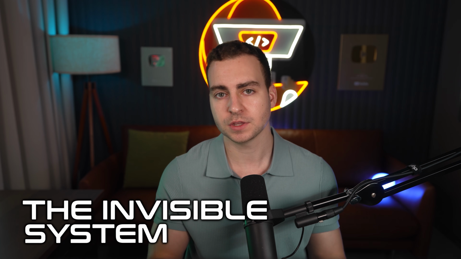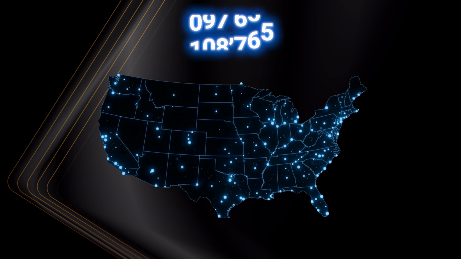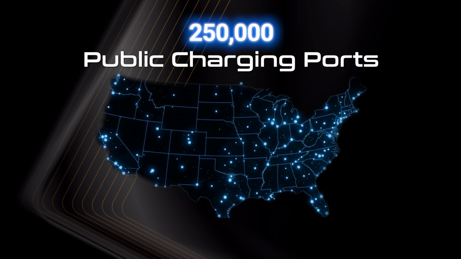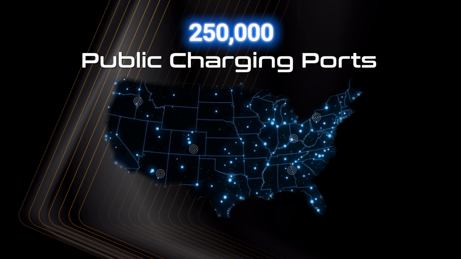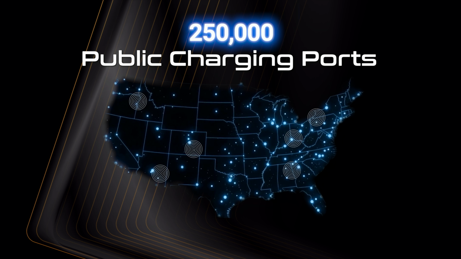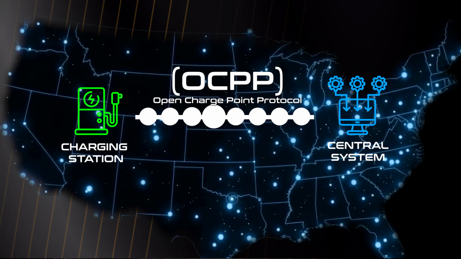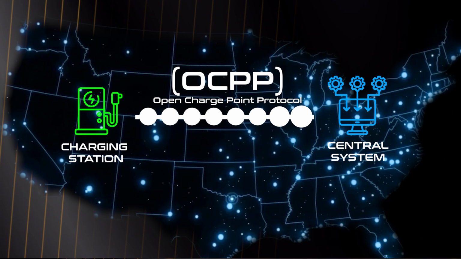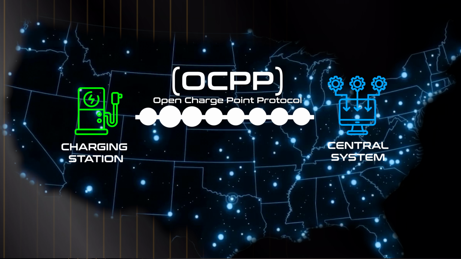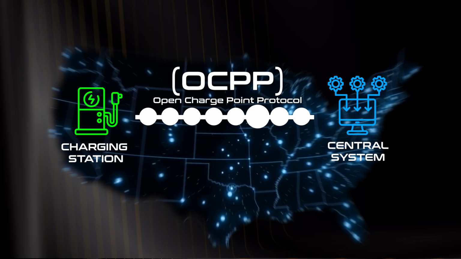Okay, so the US just crossed 250,000 public charging ports, and every single one of those ports is basically a computer with a network connection that never stops talking. Now all of these chargers speak a protocol called OCPP. Now that's the Open Charge Point Protocol. And if you look at what's actually flowing over the connection there, there's 4 types of data.